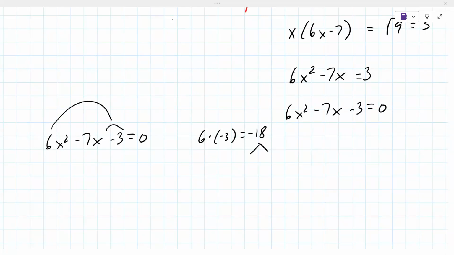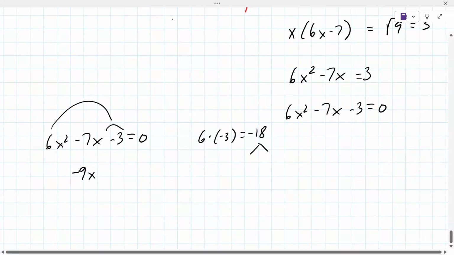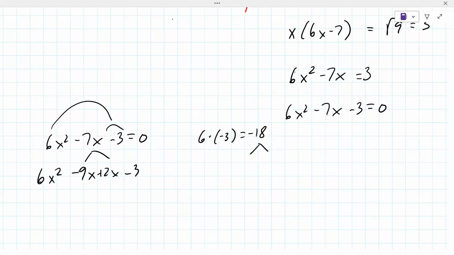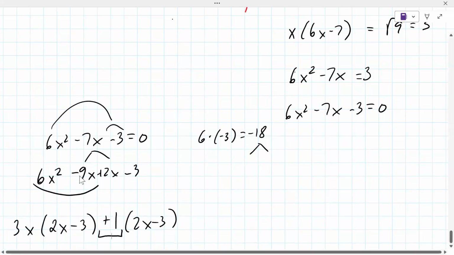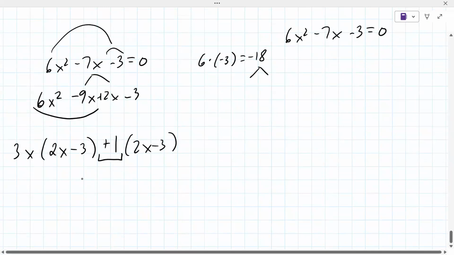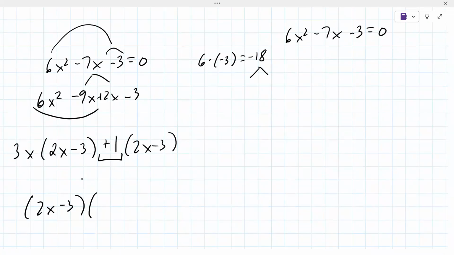Is it -9 and 2? Yes. So it becomes minus 9x plus 2x. You're splitting apart the minus 7x. And then you're factoring out the GCF. So they both have a GCF of 3x. So that becomes 2x minus 3, 2x minus 3. You're going to put plus 1 here in parentheses. And then you're factoring again. So you end up getting 3x plus 1.